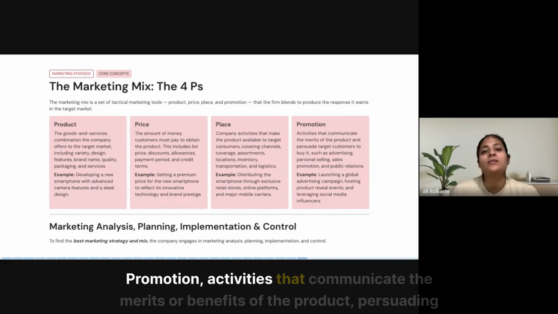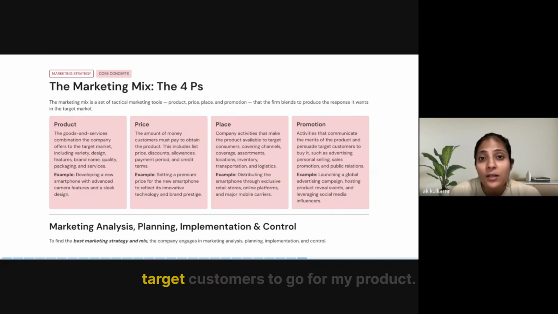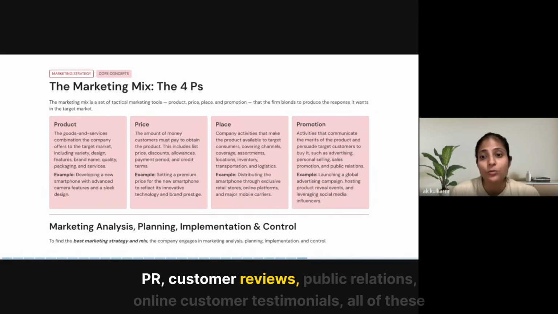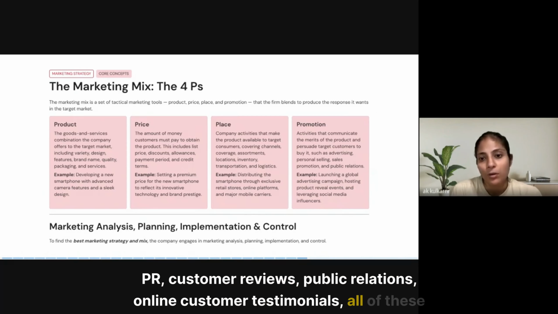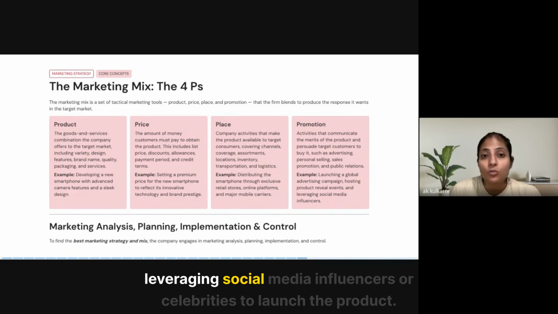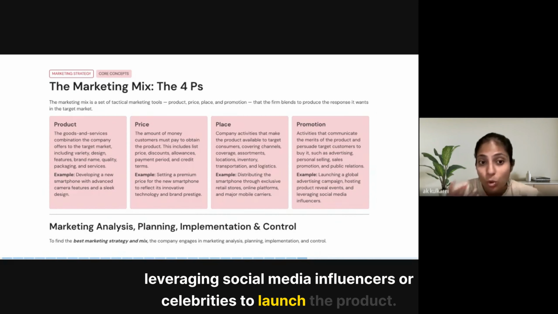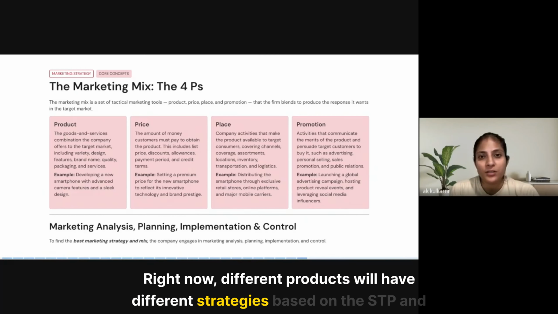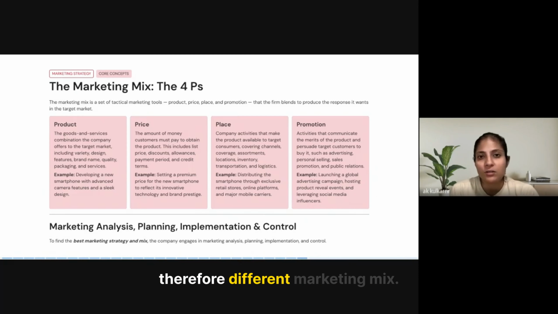Promotion. Activities that communicate the merits or benefits of the product, persuading target customers to go for my product. It can be a combination of advertising, PR, customer reviews, public relations, online customer testimonials, all of these things. Launching a global advertising campaign, hosting a product reveal event, and leveraging social media influencers or celebrities to launch the product, right? Now, different products will have different strategies based on the STP and therefore different marketing mix.